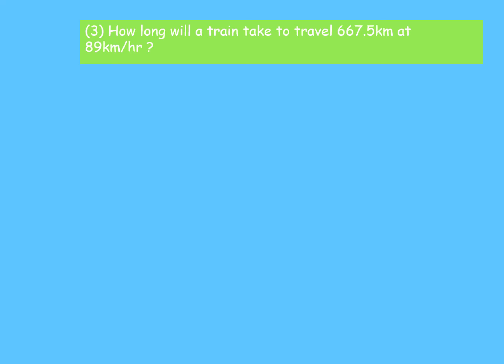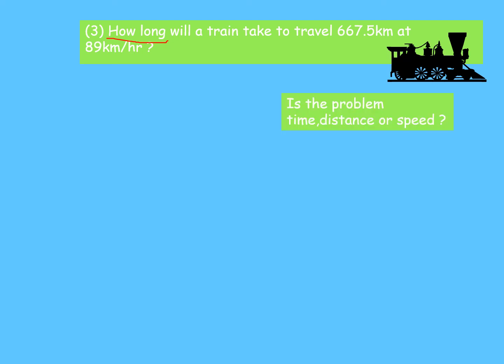Number 3 problem. How long will a train take to travel 667.5 kilometers at 89 kilometers per hour? Okay, we have here how long. Is the problem time, distance, or speed? The problem is time. So we are going to calculate time.